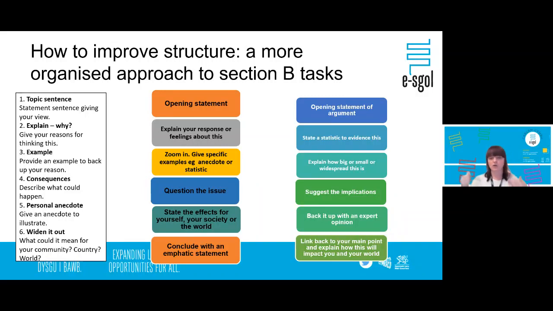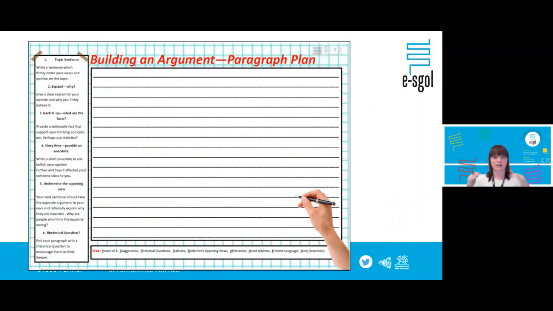What I've got here is how to structure an argumentative or persuasive paragraph, okay? We often use a paragraph plan. You'd have your topic sentence, then your explanation. Then you'd have an example, where you back it up, so you bring in facts. Then you have your consequences or descriptions, where you maybe bring in an anecdote to push your opinion on people. Then you may undermine the opposition, or bring in a personal anecdote a little bit more, and state the effects on society or the world.